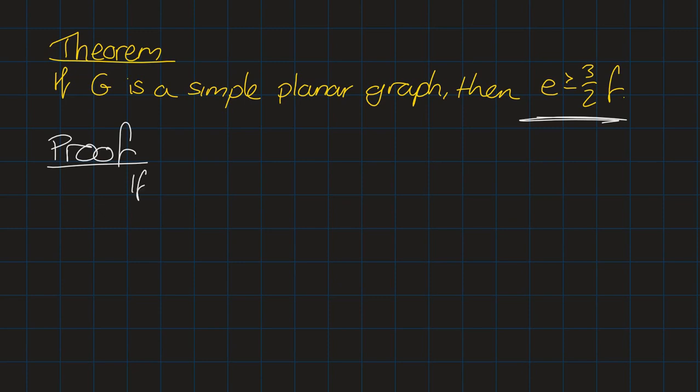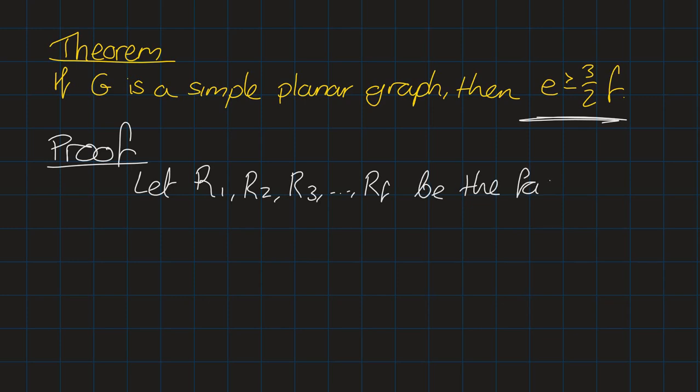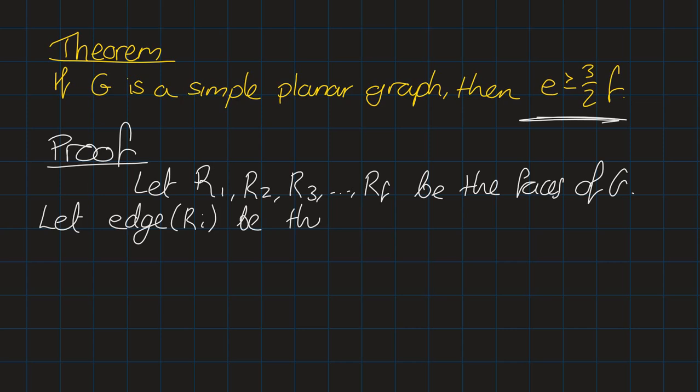So I need some notation. I have my simple planar graph, and I'm going to let the faces be denoted by R1, R2, R3, up to RF. So these are the faces of G. And I'm going to define this function: let edge(Ri) be the number of edges touching the face Ri.